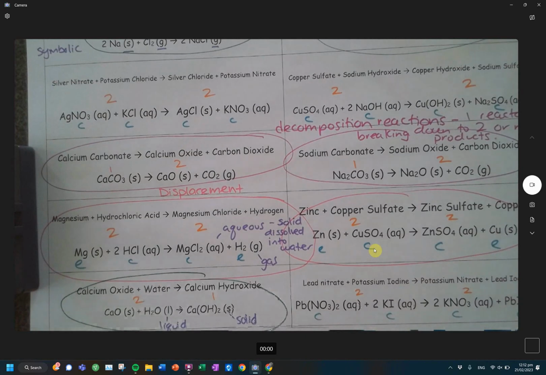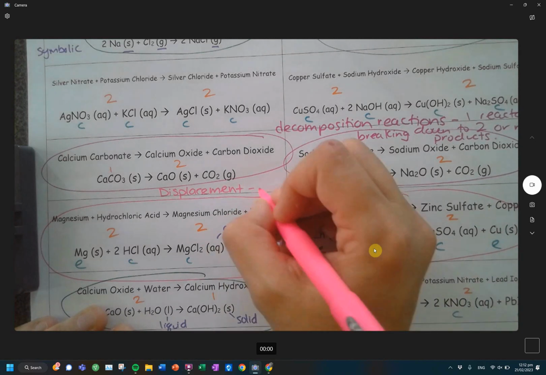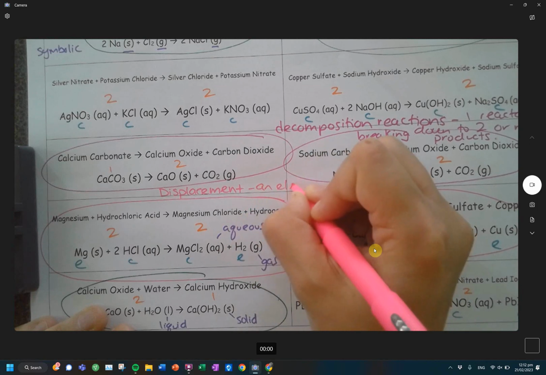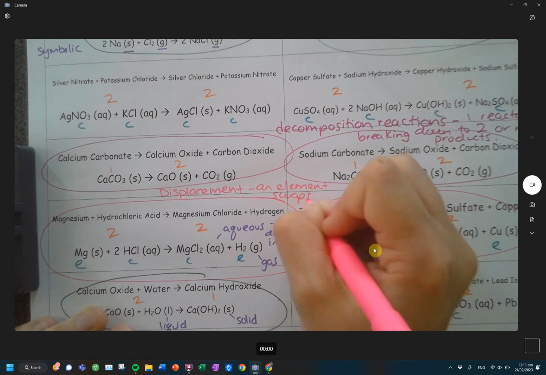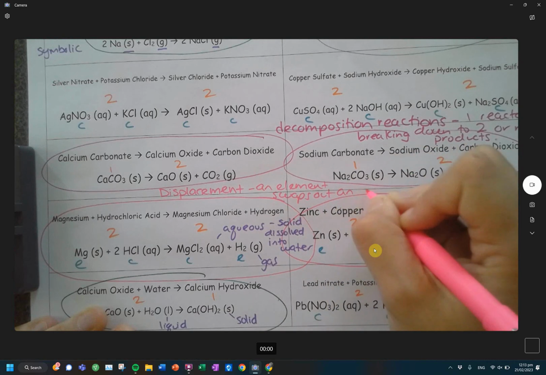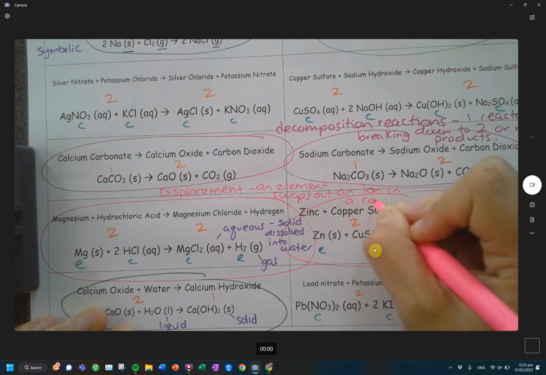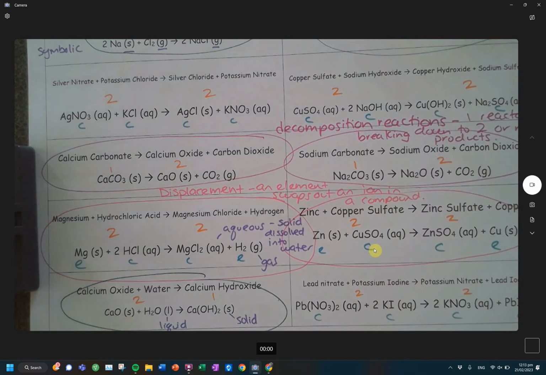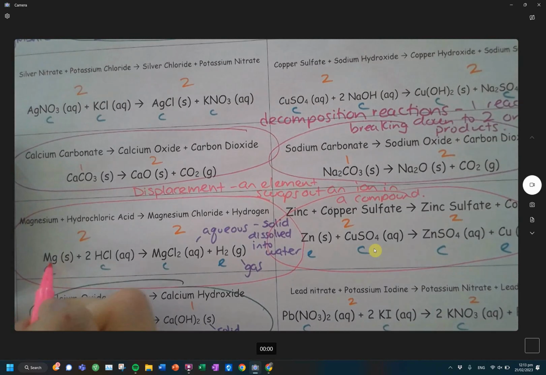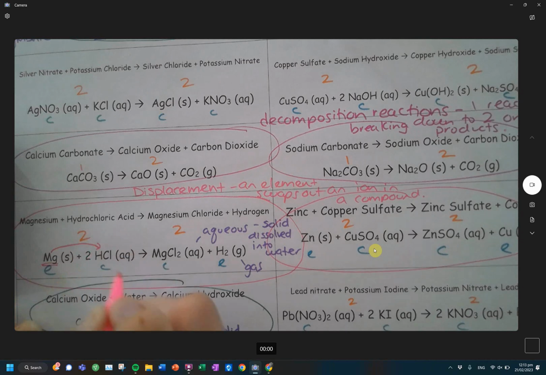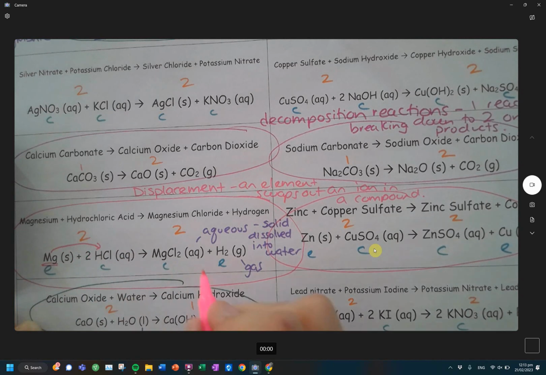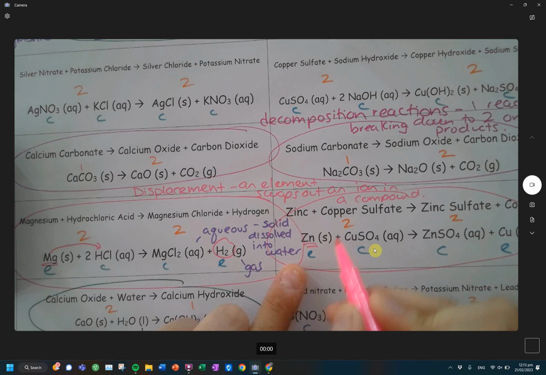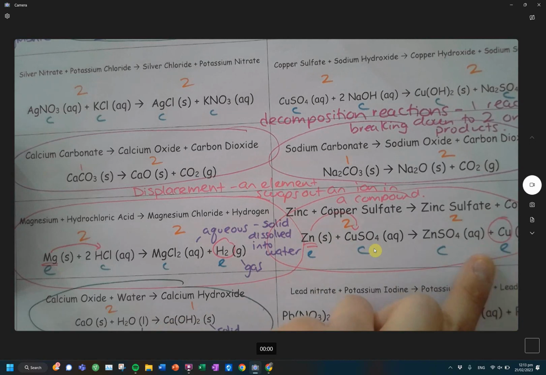Displacement reactions just mean there's something getting replaced and swapped out in a compound. So it's swapping out an ion that's in my compound. So for this example here, you see how we had magnesium and it swapped out the hydrogen to form magnesium chloride, and then hydrogen got kicked out. It displaces it. This one here, you had zinc. The zinc replaced the copper, and the copper got kicked out. So that's the displacement reactions.